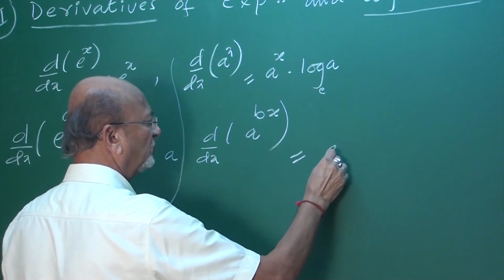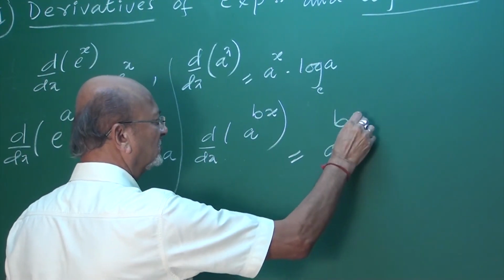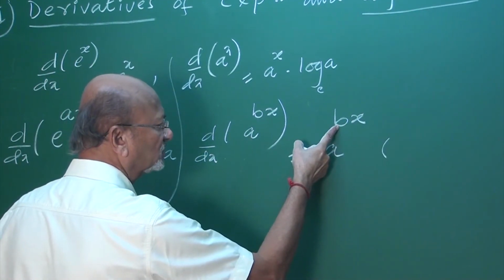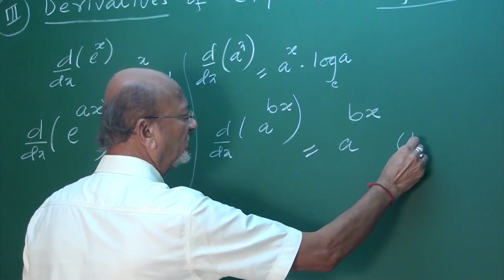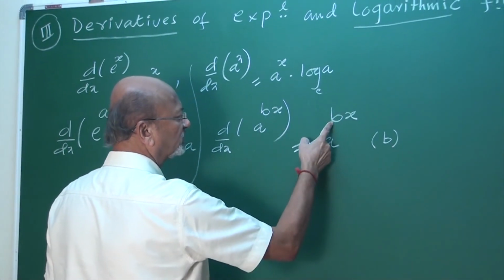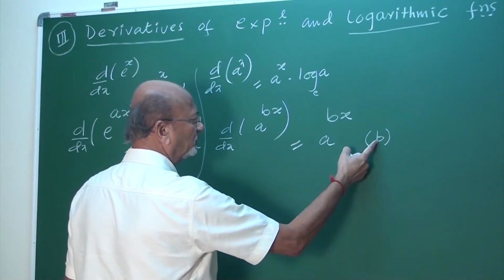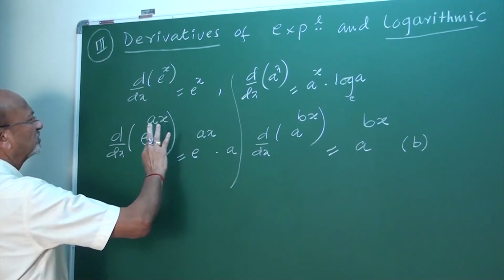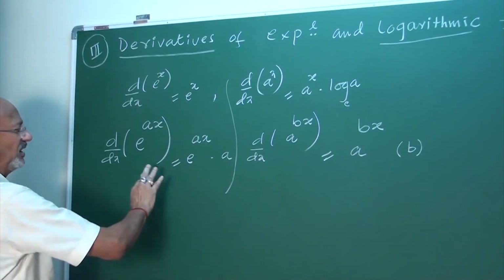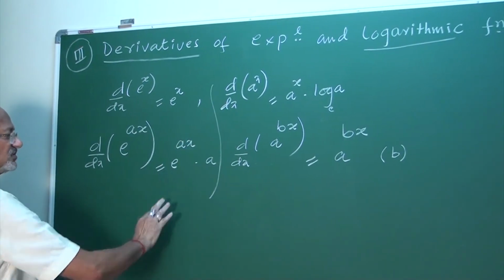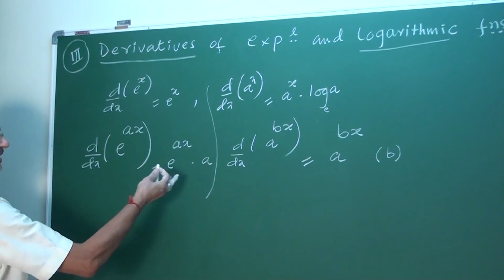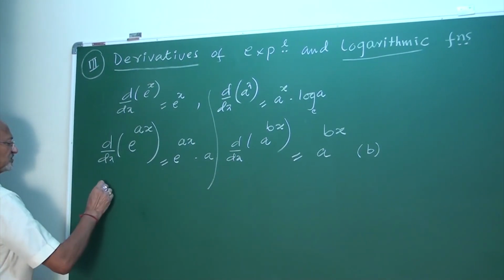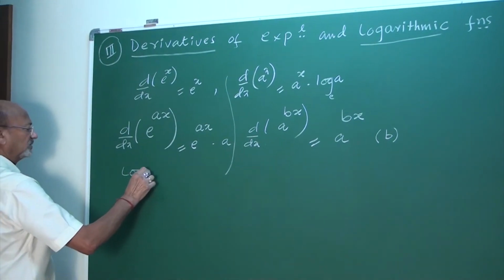Your formula says first, as it is. Into, is it x? No. Then it's the derivative or coefficient. What is the coefficient of x? b. Like this, my friends. These are about exponential functions. The examples, everything we have discussed in the previous video. Then comes, my friends, logarithmic functions.